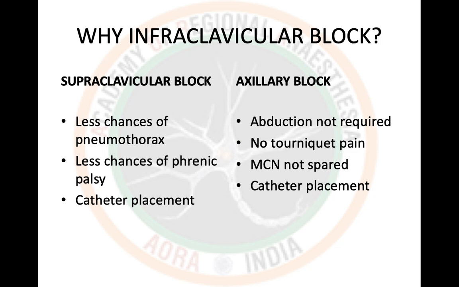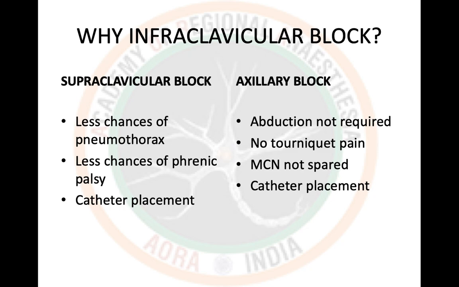And it is a best approach for catheter placement, because it is a muscular area and the catheter gets fixed easily, and there is no movement in this area, so the catheter remains at the place, and you can give a continuous block. If you compare with axillary block, in axillary block you require abduction, which is not required here. If you want to prevent tourniquet pain, it is difficult with axillary block, but if you give an infraclavicular block, it is just like a supraclavicular block, it gives a similar effect.